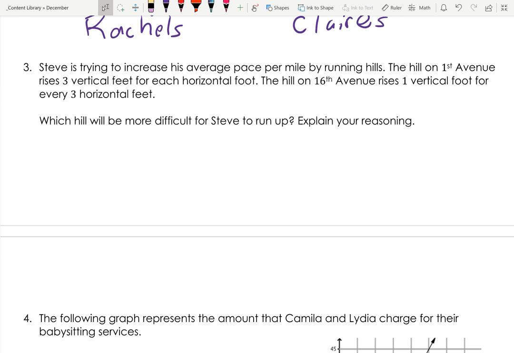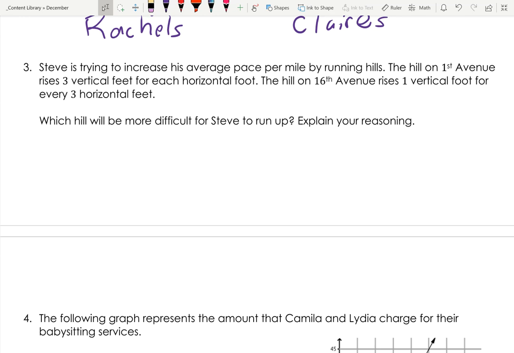Steve is trying to increase his average pace per mile by running hills. The hill on First Avenue rises 3 vertical feet for every horizontal foot. The hill on 16th Avenue rises 1 vertical foot for every 3 horizontal feet. Which hill will be more difficult for Steve to run up? Explain the reasoning. All right, so you have to really understand what vertical and horizontal mean for this.